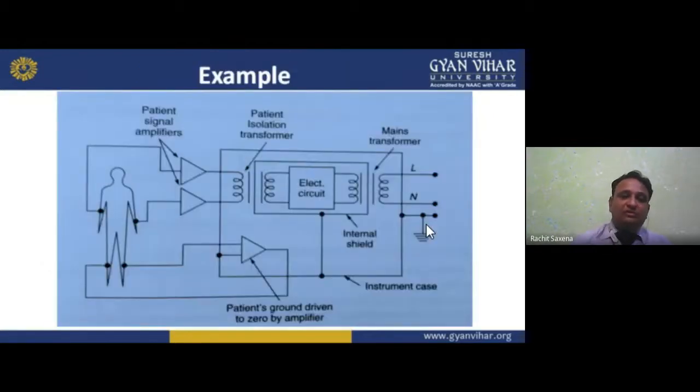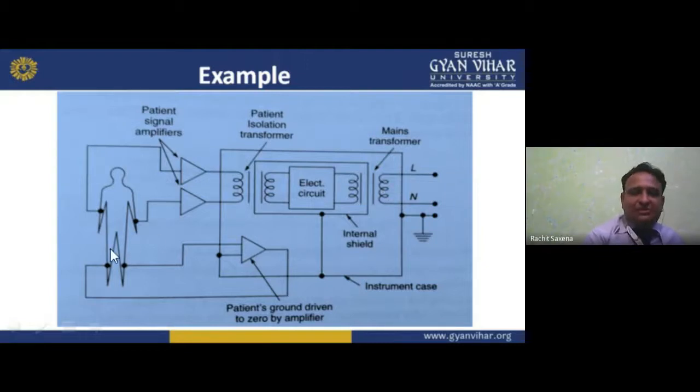Now moving forward, example. Now see what I want to show you, my dear student. Here we have the hands and the legs of a person. Basically, the hands, or we can say the arms, are connected like this, so we have an amplifier. Now this amplifier will give you the output, that is the patient signal amplifier. Patient isolation amplifier we are using here, which gives isolation, an electrical circuit, the whole circuit in this, and we have the main transformer for this.